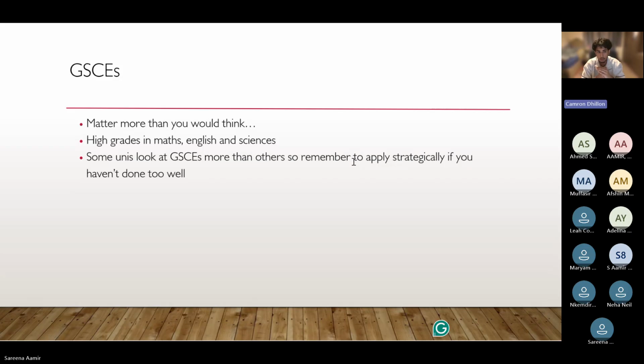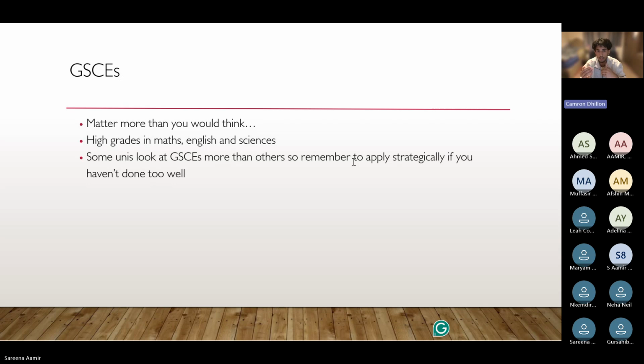Take them as seriously as possible. You typically need high grades in maths, sciences, the dentistry-related fields. If you haven't done so well, don't worry about it. It's okay. There are still 5 other stages you can excel at. But some universities do look at GCSEs more than others, so try to apply strategically.